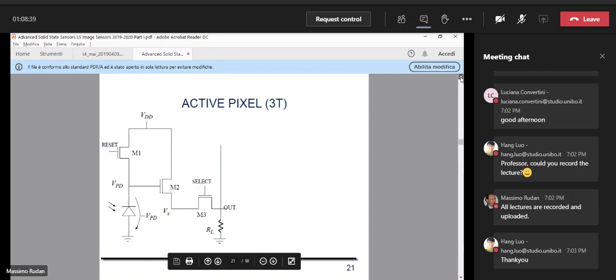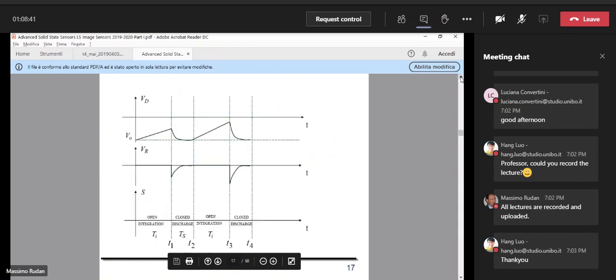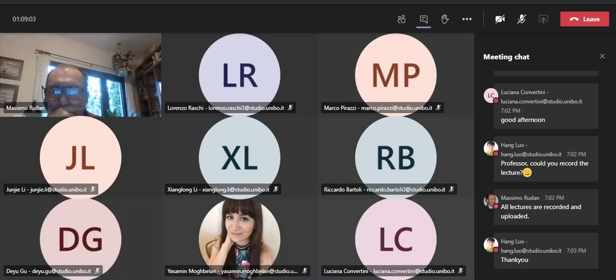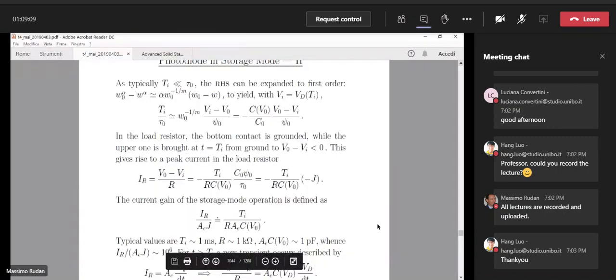Sorry. Now we go back to the other image, to the other page. There it is.